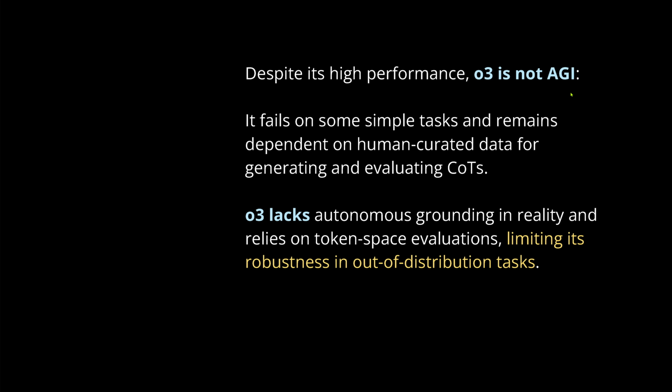And I know you will read in the news that it is, but if you understand it a little bit more from a technical point of view, if you read the technical reports and the evaluation reports by ARC, you will see that it fails on simple tasks, as I've shown you, and it remains dependent on the human-created data for generating and evaluating our chain of thoughts. It fails quite significantly if the training data are not of the highest possible quality. And this is, I would say, of course. And O3 lacks autonomous grounding in reality and relies only on the token space evaluation, which is a limiting factor, especially in the robustness in out-of-distribution tasks.